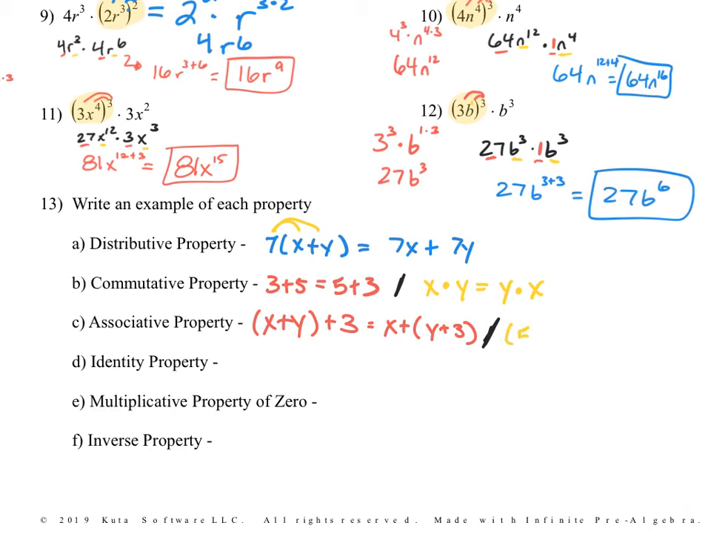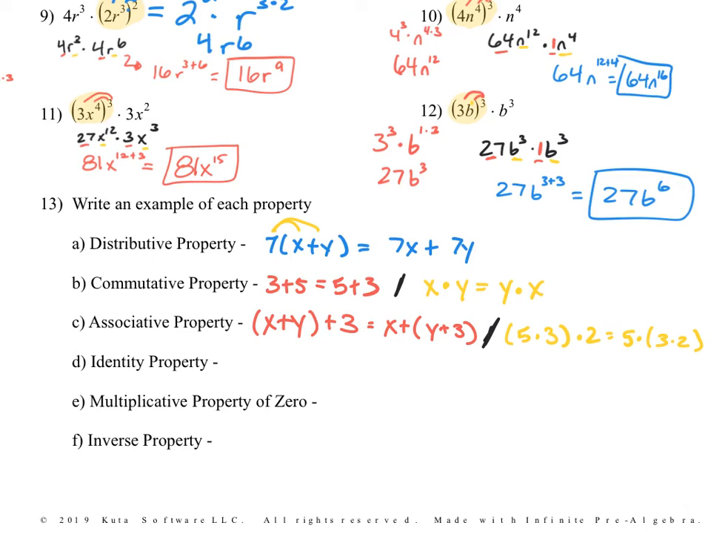Okay, you could have 5 times 3 in parentheses, then times 2. Well, that is the same as 5 times, and then in parentheses, 3 times 2. All right, you can see all we did was change the order and move them around. Okay, next we have the identity property.